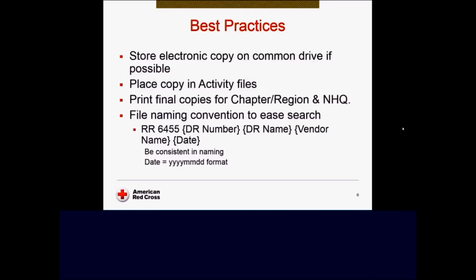for a 6455 on the computer. So the way that I do my naming, and this is just my preference, you don't have to follow this, is I always start off with an RR, and that RR stands for a resource record, and then a 6455, the form number, and then I'll put in the DR number, like a 163-13, whatever the DR number is, and the DR name, the vendor name, and then the date.